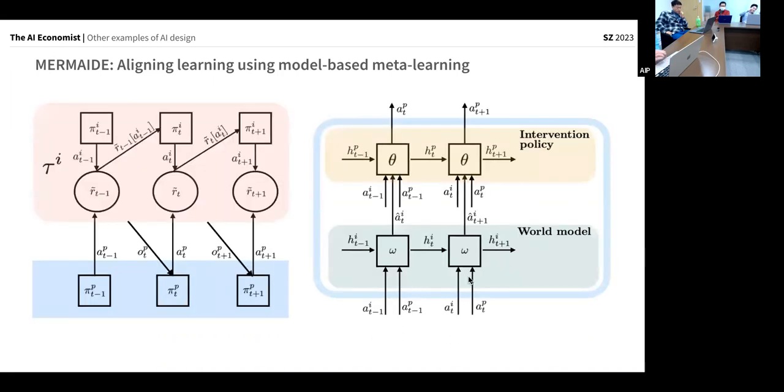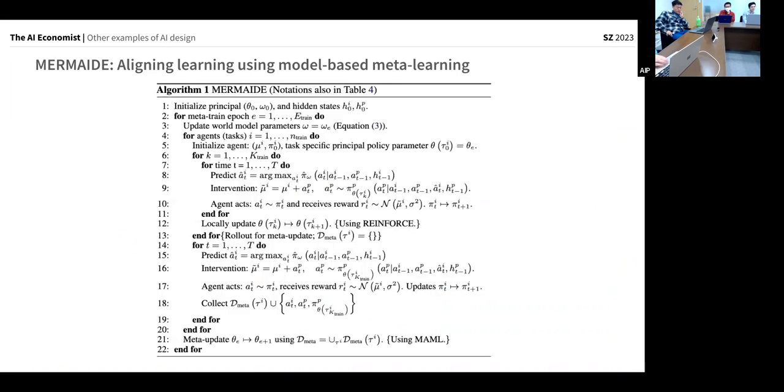In this paper, Mermaid, as the title suggests, we're using a combination of model-based learning and meta-learning, where you have two things. You use a world model to mimic, or to learn, the behavior of the agent as it's learning. Then that feeds into an intervention policy that decides when the government intervenes on this reward. The other important thing is that there's this modeling part, but you can also use meta learning on the planner. So you have to adjust the meta learning procedure here to collect samples for the meta learning update.